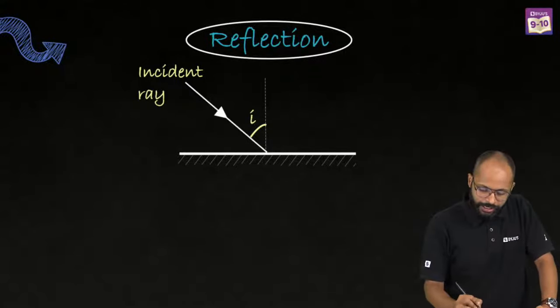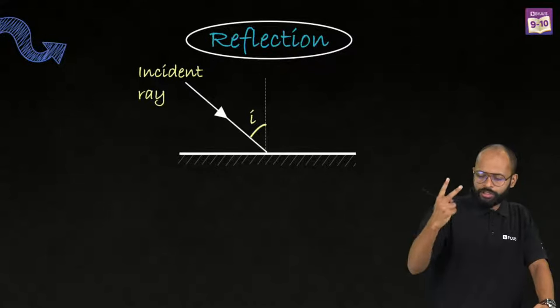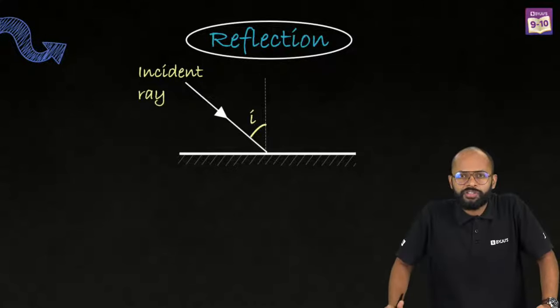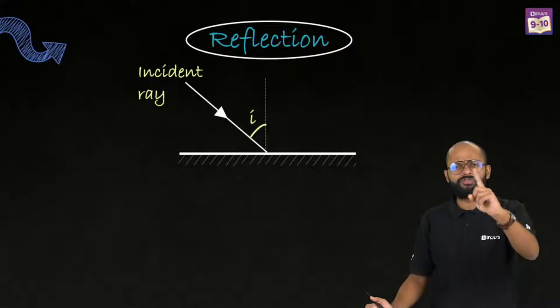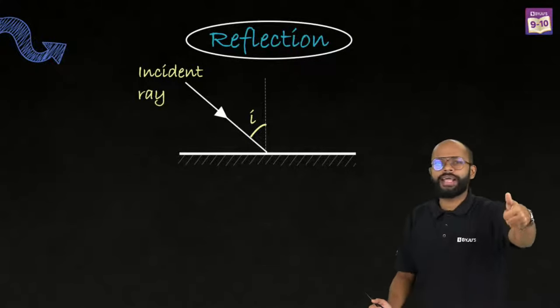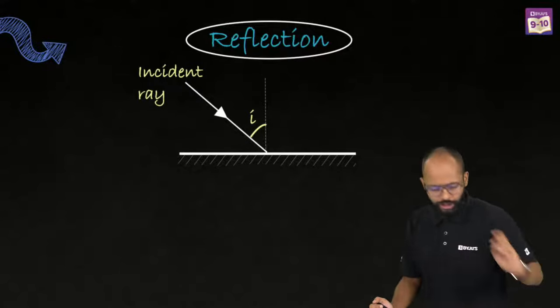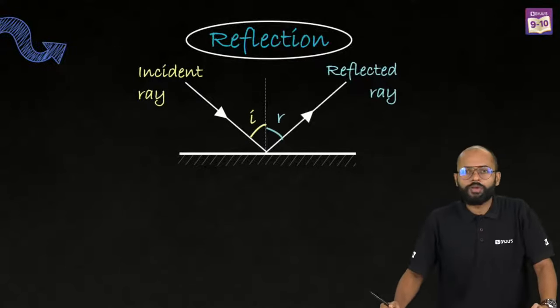Incident light, I, and there are two laws of reflection. What are the two laws of reflection? Be quick, you have to keep answering. The first one is very easy: I equals R. What is I? Angle of incidence. What is R? Angle of reflection. This is what we call the first law.